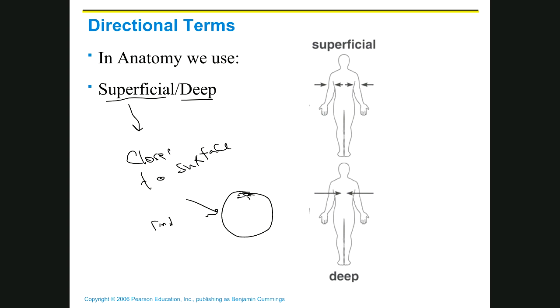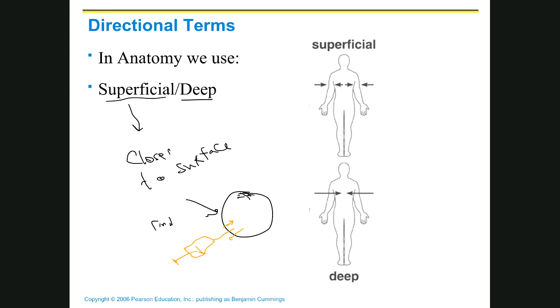So if I were to take a hypodermic syringe and a needle and shove it in this orange, what happens when I push it further and further? Which direction am I going as I move this way? I'm going deeper and deeper. What happens when I pull it out? Which direction am I going? Superficial.